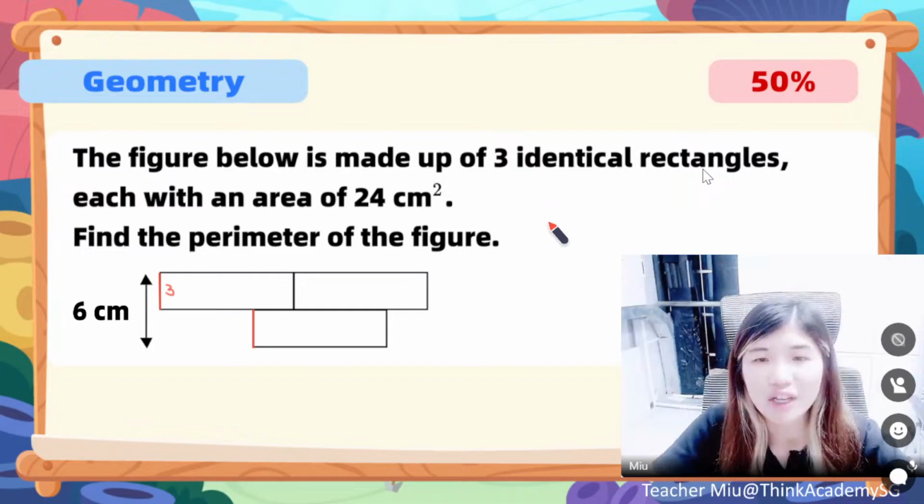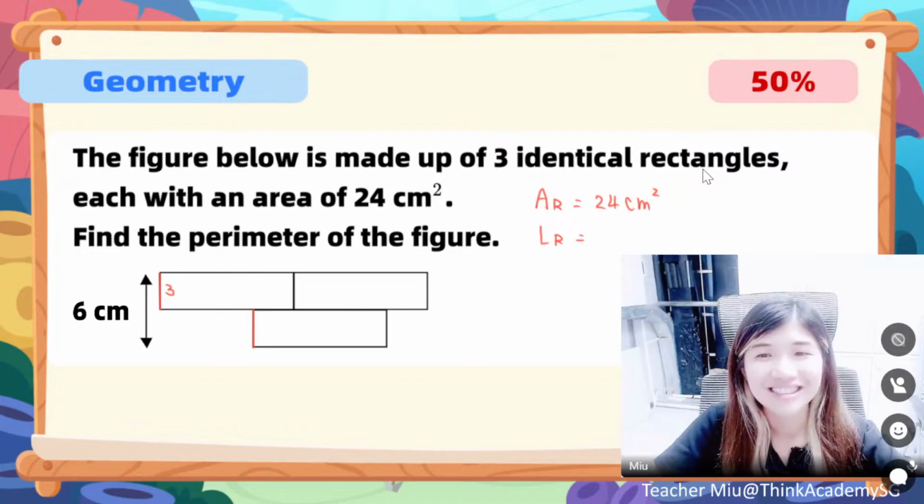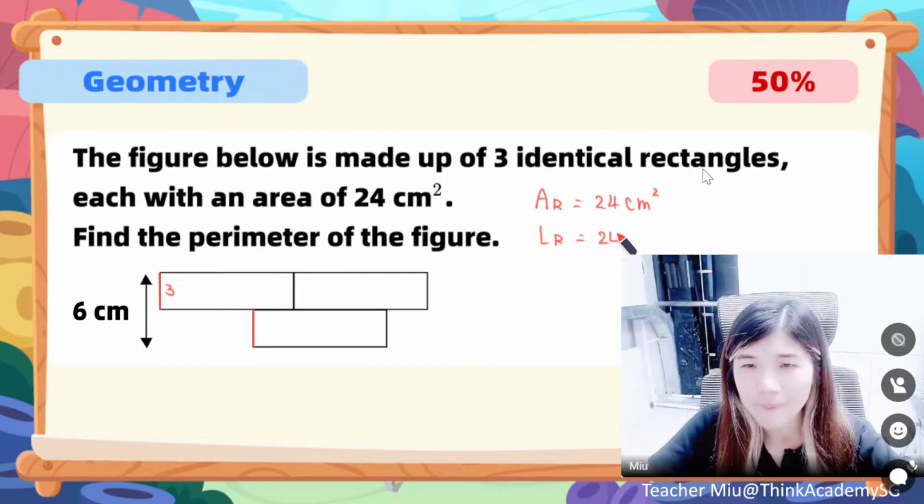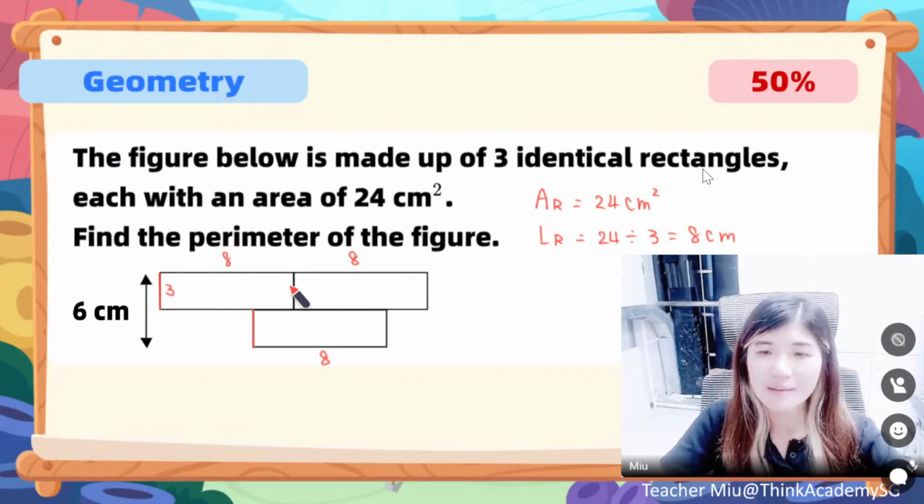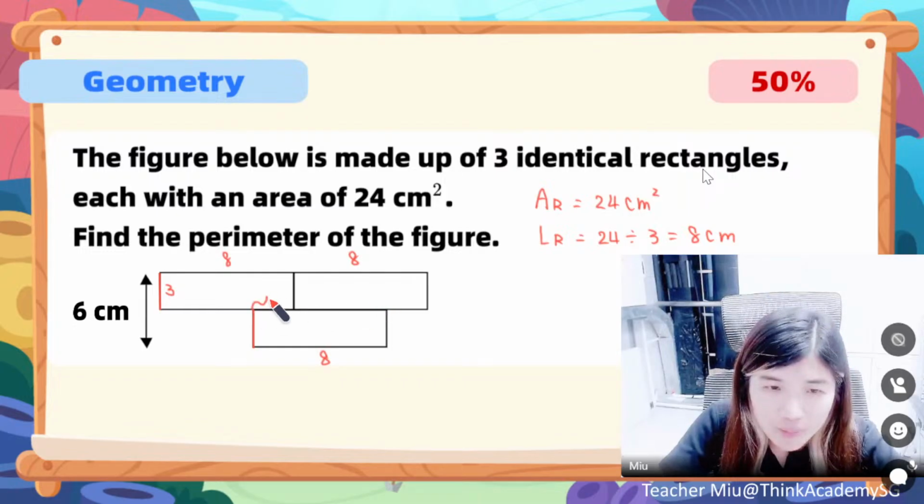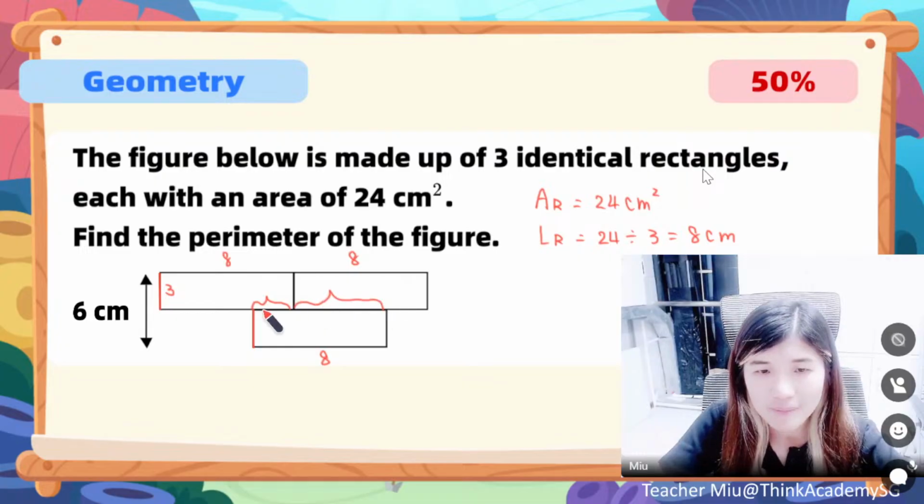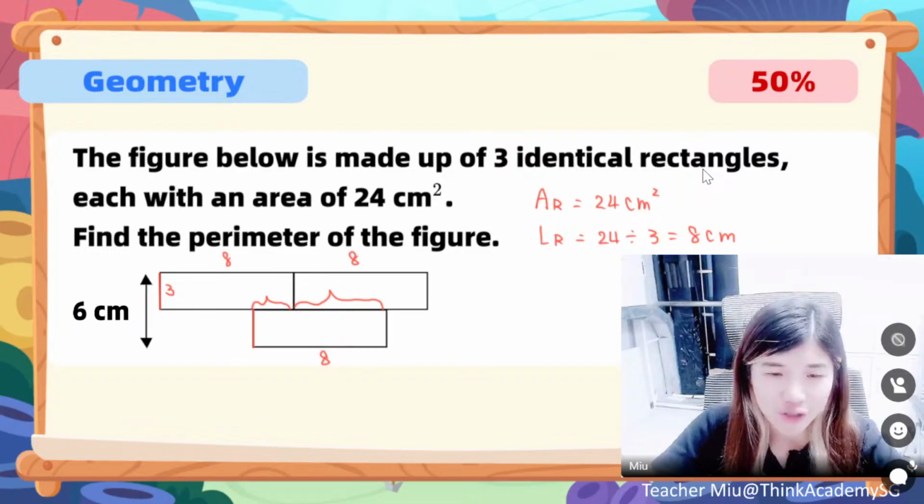If you already know that the area of the rectangle is 24 cm square, can you let me know the length of one rectangle? Which is 24 divided by 3. That equals 8 centimeters. That means this part is 8, this part is 8, this part is also 8. Then you might say, I don't even know about this, I don't even know about this. But do you know this part added with this part is supposed to be what? 8. Yeah.